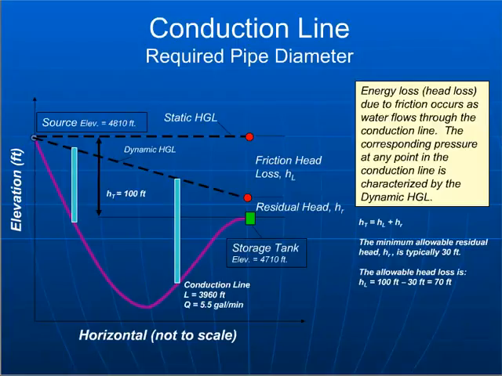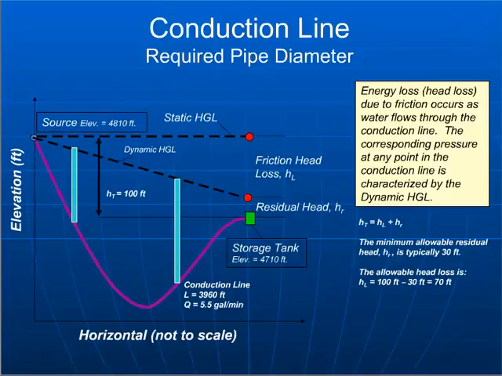And so what we're trying to ensure by selecting the correct pipe diameter is that the amount of residual head or residual pressure at the storage tank, first of all, stays a positive value, and then ideally you want to maintain about 30 feet of residual pressure there at the storage tank.